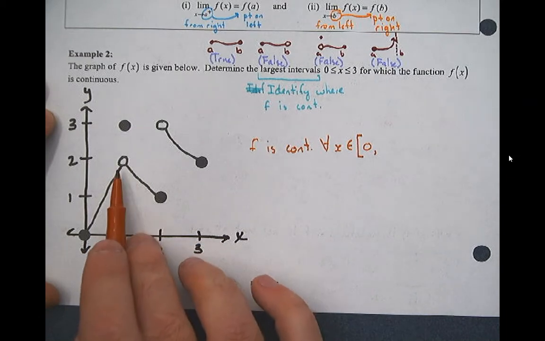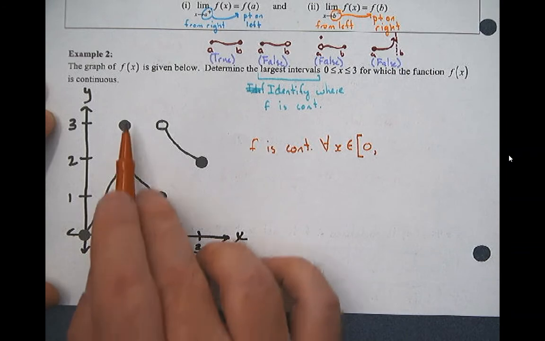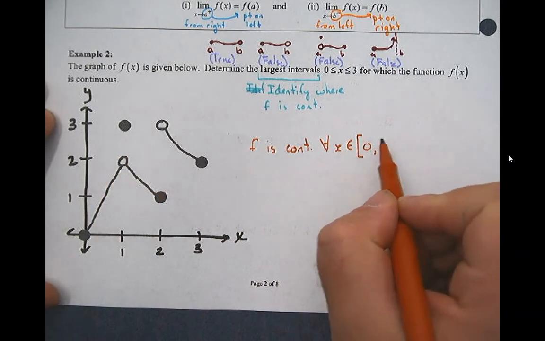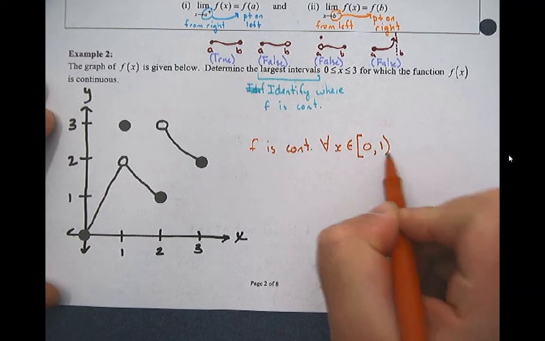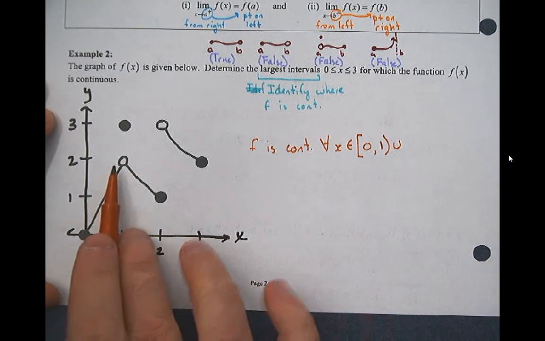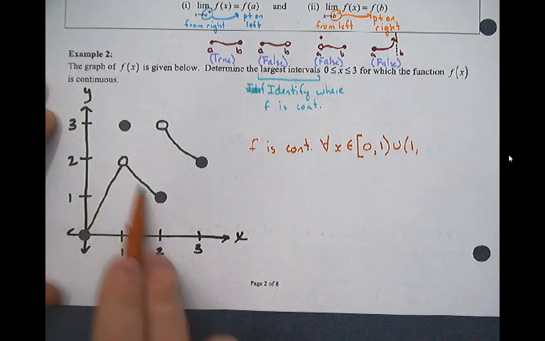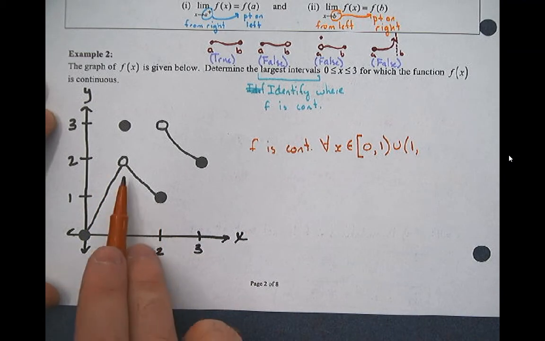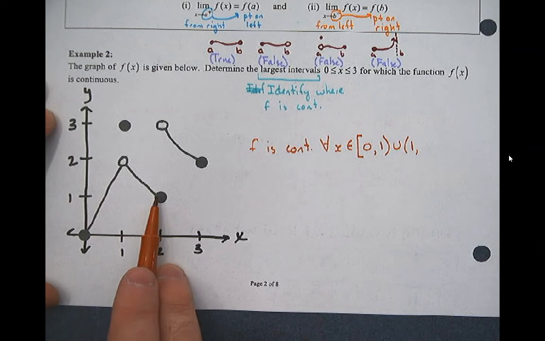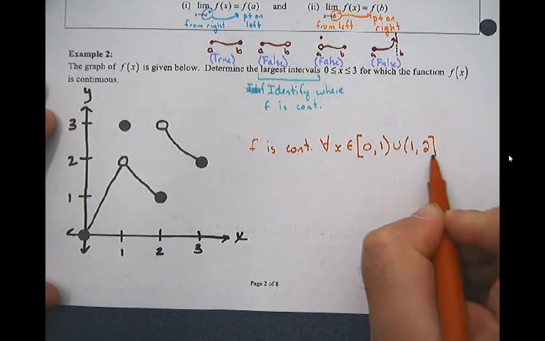Are we continuous at 1? Does the limit from the left equal the point on the right end of that interval? No. So I would say 1, but I would not include the 1. Union with, okay, starting from 1, again, I'm not going to include 1 until I get here. So coming from the left, does my point equal the limit from the left? The point on the right equals the limit from the left? Yes. So 2 would actually be included.